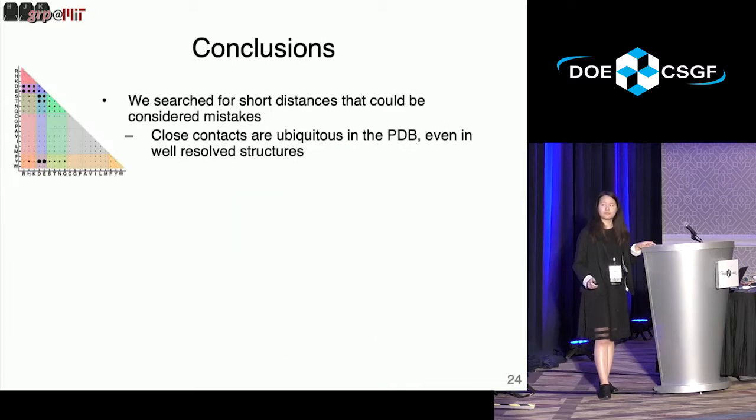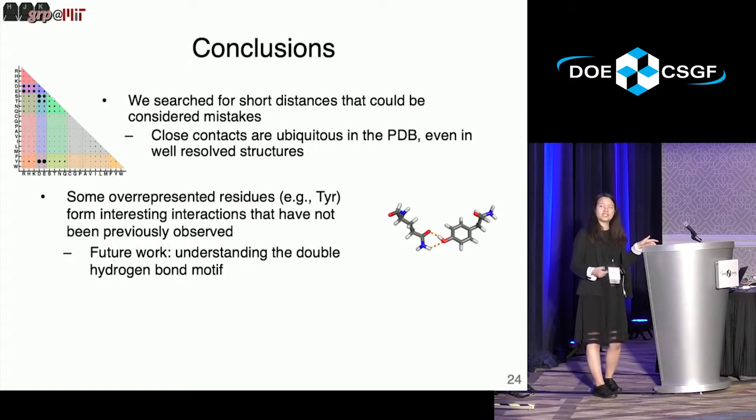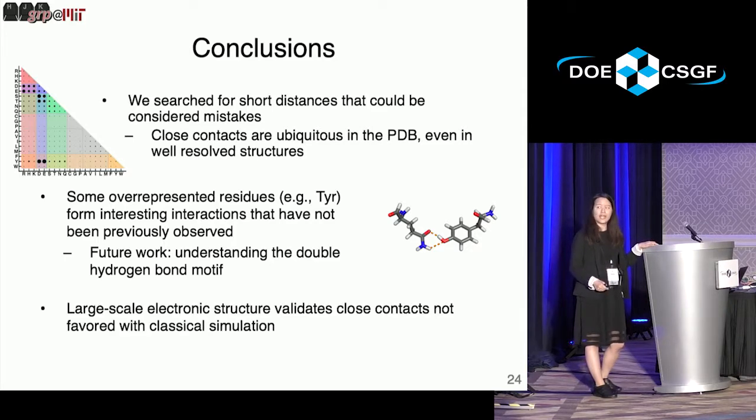So I want to conclude to briefly wrap up. We searched for short distances that could be considered mistakes in the protein data bank, and we found that these are quite ubiquitous. We found that some of these interactions could be motifs that haven't been previously described, like this double hydrogen bond. And large-scale electronic structure validates these close contacts when classical simulation doesn't necessarily.